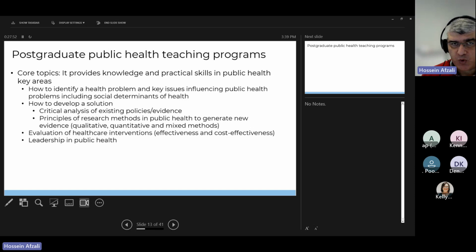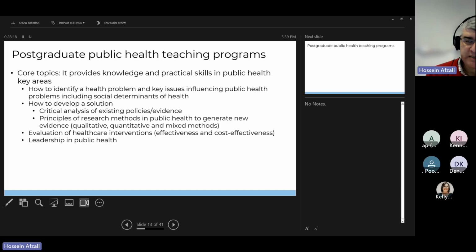And within this needs assessment process, you need to be familiar with and understand the key issues influencing public health problems, as I said before, including social factors, economic factors, political factors. And we have a few topics talking about needs assessment and factors influencing public health problems.